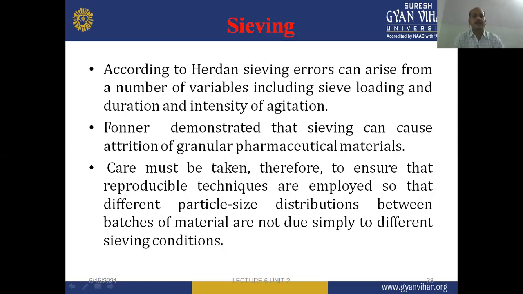So according to Herden, sieving errors can arise from a number of variables including sieve loading and duration and intensity of agitation. So these parameters should be considered at the time of the sieving experiment. Hörner demonstrated that sieves can cause attrition of granular pharmaceutical materials. So the attrition phenomenon is also a very important parameter which affects accurate results. Care must be taken, therefore, to ensure that reproducible techniques are employed so that different particle size distributions between batches of material are not due simply to different sieving conditions.